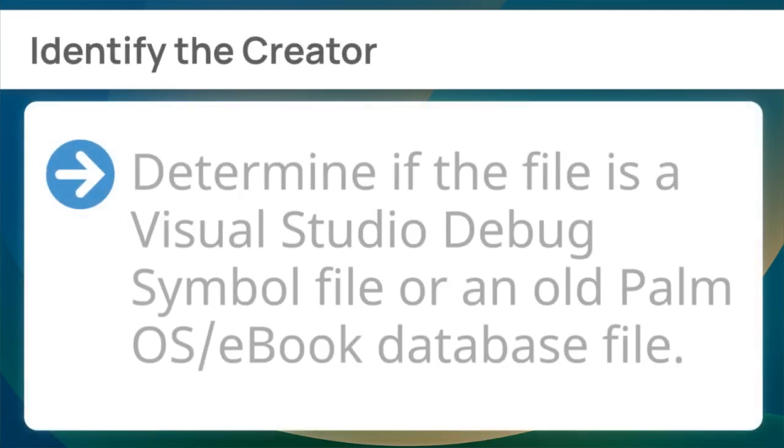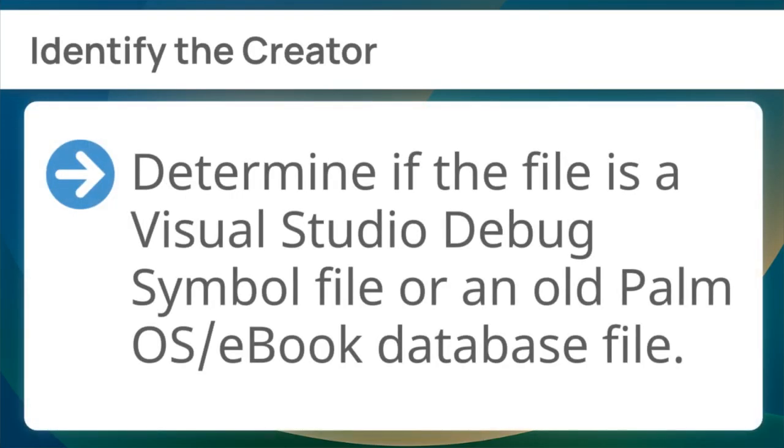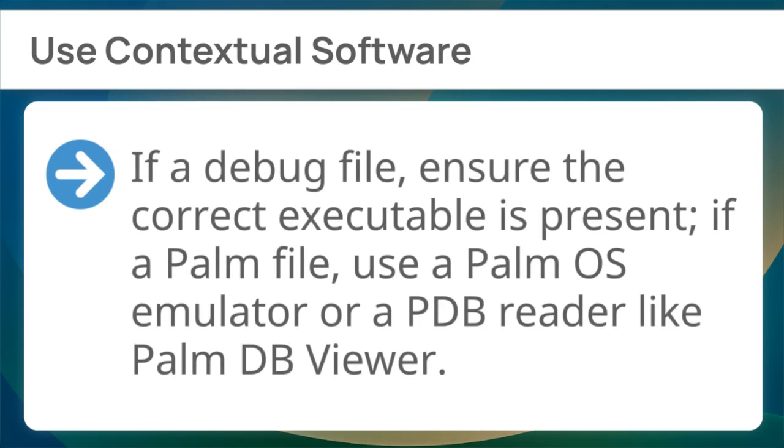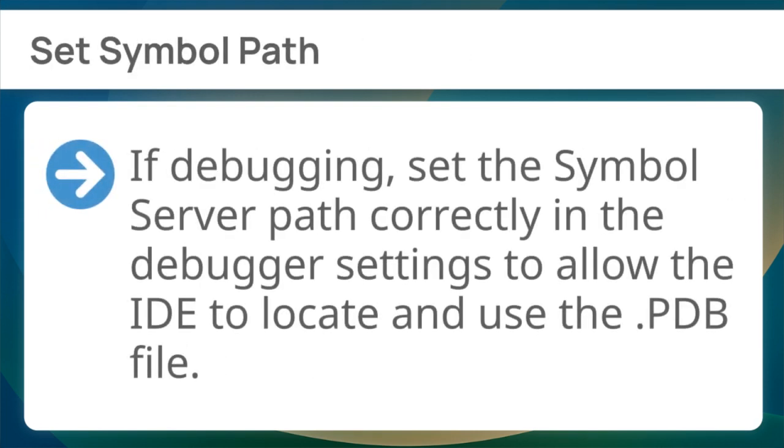First, identify the creator. Determine if the file is a Visual Studio debug symbol file or an old Palm OS ebook database file. Next, use contextual software. If a debug file, ensure the correct executable is present. If a Palm file, use a Palm OS emulator or a PDB reader like Palm DB Viewer. Finally, set symbol path. If debugging, set the symbol server path correctly in the debugger settings to allow the IDE to locate and use the PDB file.